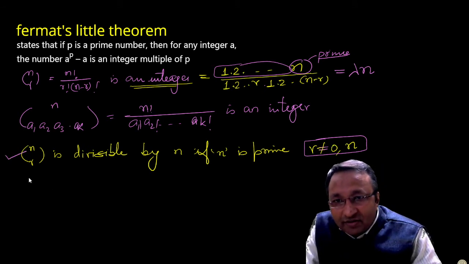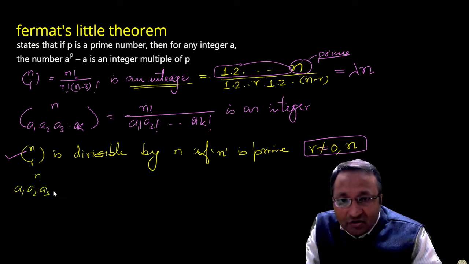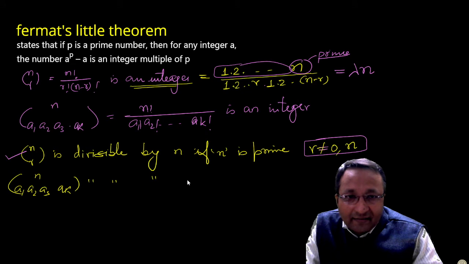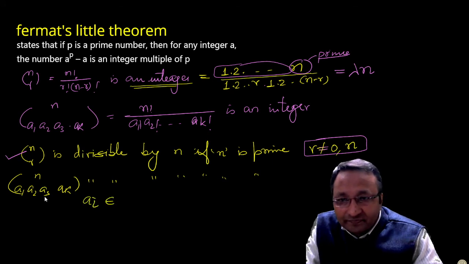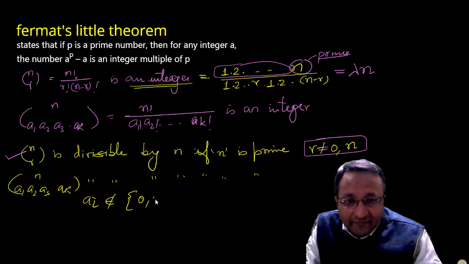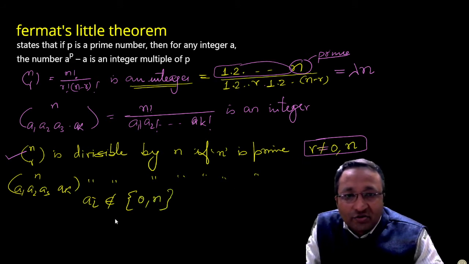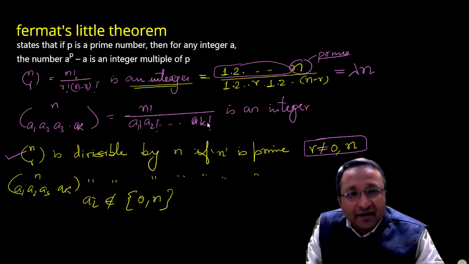Much in the same way, for this other expression, n choose a1, a2, a3, up to ak, it is also divisible by n if n is prime and none of the ai is either 0 or n. So rather than calling not equal to, I have said they don't belong to this set. The same reason: this is an integer representing the number of ways of arranging n objects of which a1 are alike of one kind, a2 are alike of another kind, and so on.